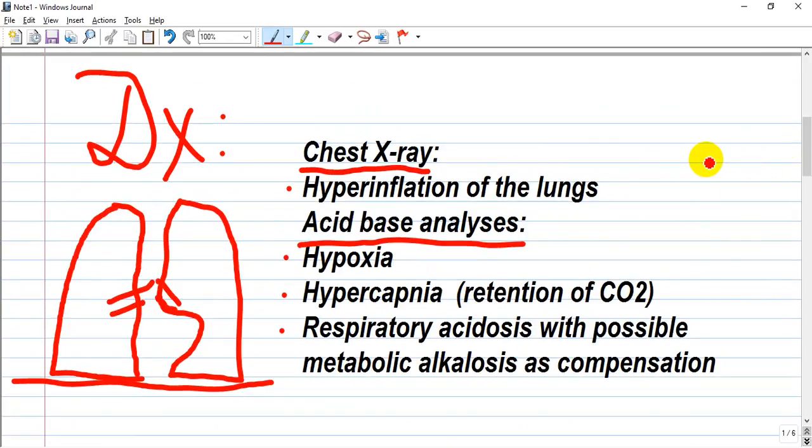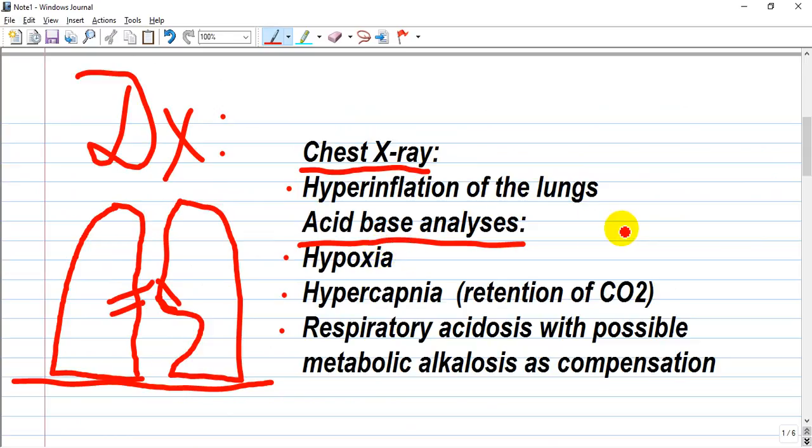exacerbation of COPD? One of the good tests is the chest X-ray, and chest X-ray is used for most lung diseases as a first-line test. We can see hyperinflation of the lung. When lungs are hyperinflated, the diaphragm will go down, you see here.